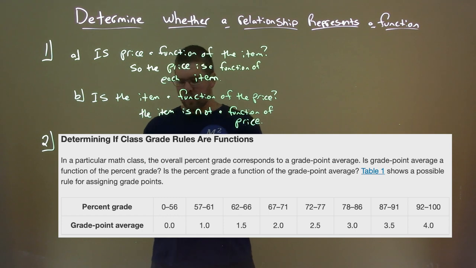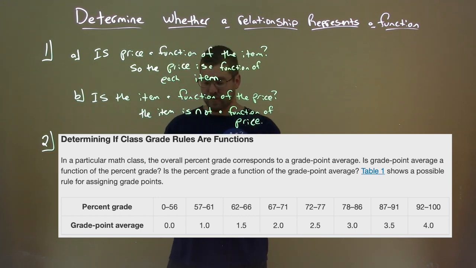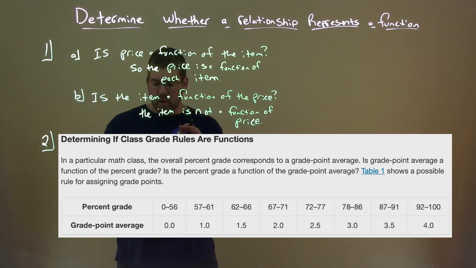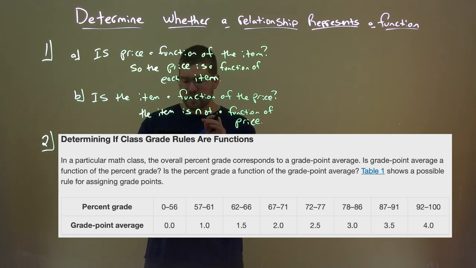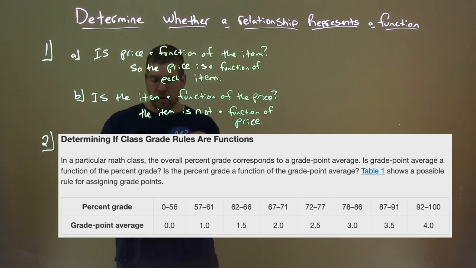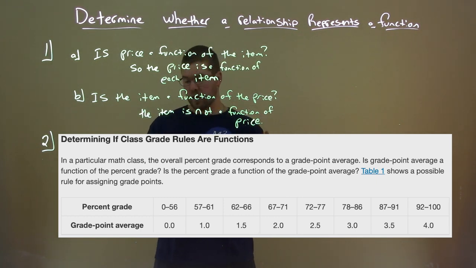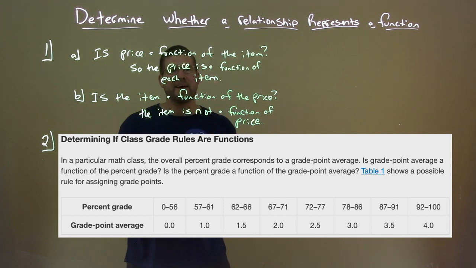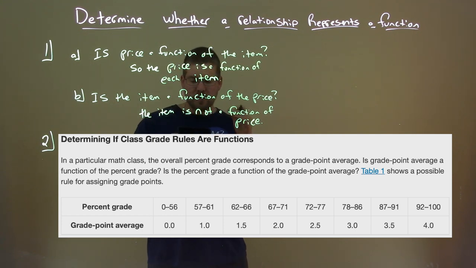All right, well, what do we have here? The first question is, is grade point average a function of the percent grade? Well, yes. Different percent grades can go to one grade point average. So for example, if you get a 0, not that good, versus a 50, meh, you both get a 0 grade point average. So yes, that is a function. The grade point average is a function of percent grade. But if we reverse that, flip that system around, is percent grade a function of grade point average? That would be incorrect.